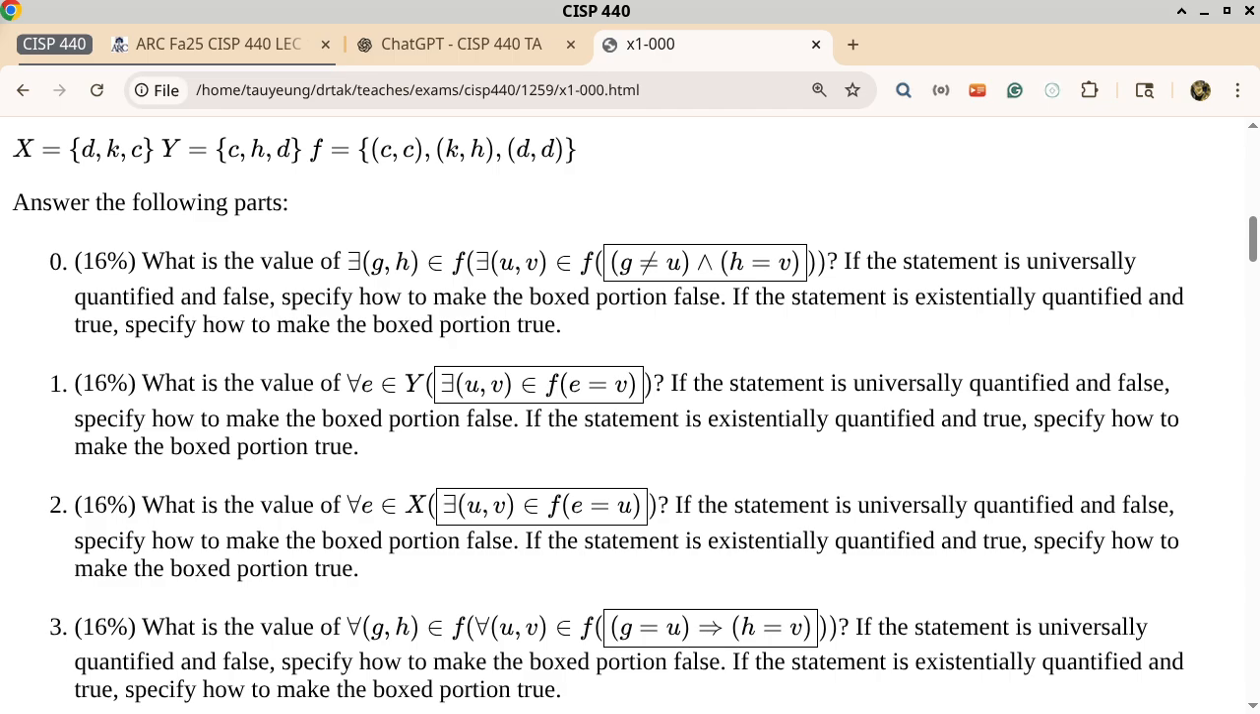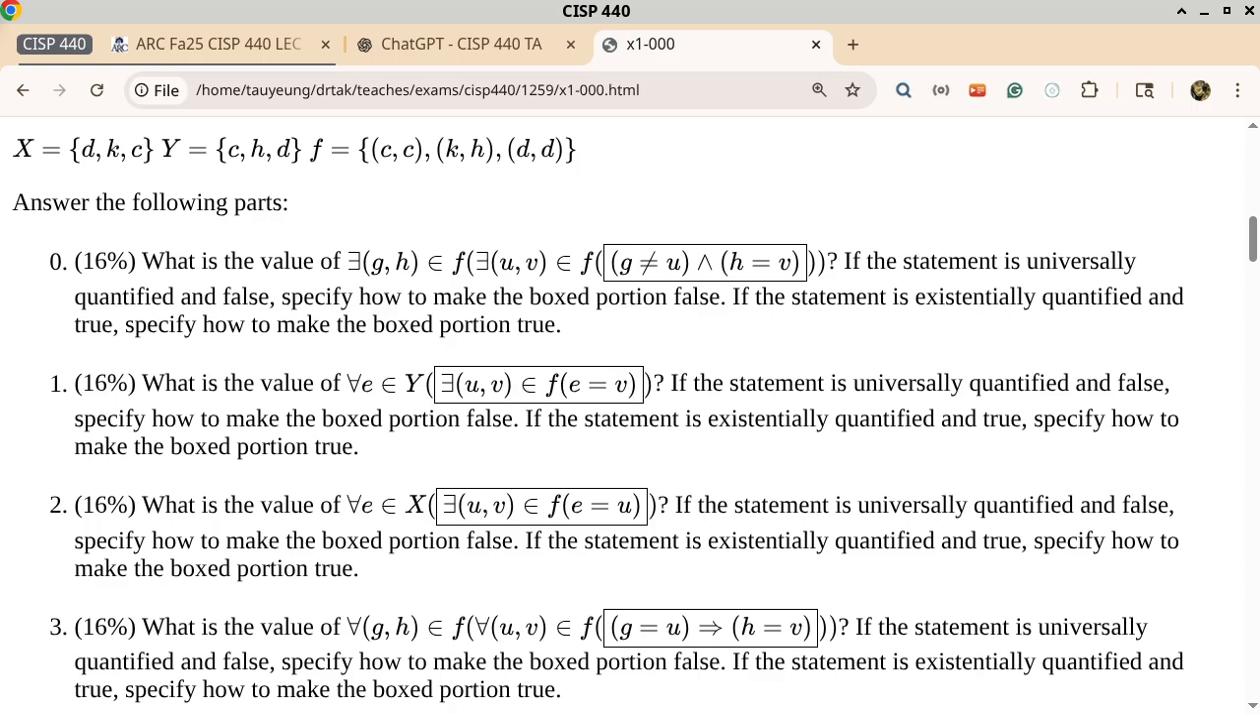So even if f is not a function, you can still answer the question of whether it is true or false. And then also, if the statement is universally quantified and false, then you have to specify how the boxed portion can be made false. If the statement itself is existentially quantified and true, then you specify how to make the boxed portion true. So that's the second part of answering the first part, which is what is the value of the expression itself. All right, so we'll start with this one.